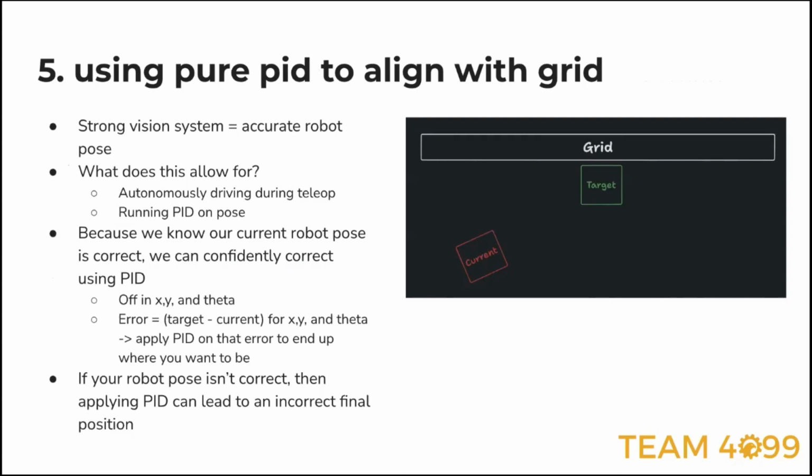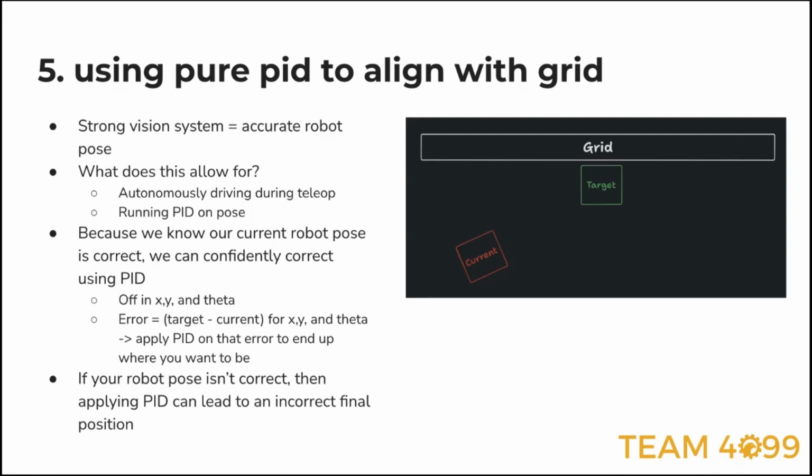It's important to talk about how to use PID in order to align with the grid. Now that we have this really strong vision system with all this hardware and software, as well as a really accurate robot pose, we should use this data to go somewhere and drive there properly. So we can use our current pose to autonomously drive during teleop, and we can do this just using PID.